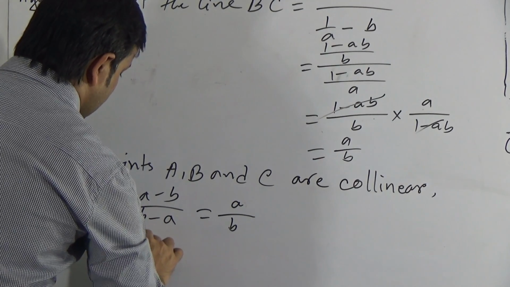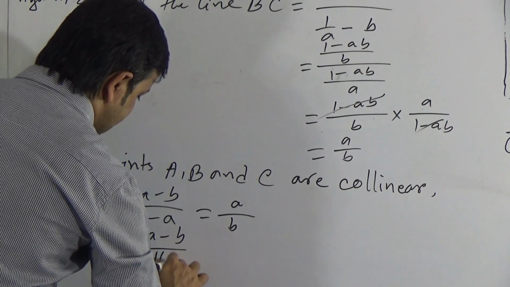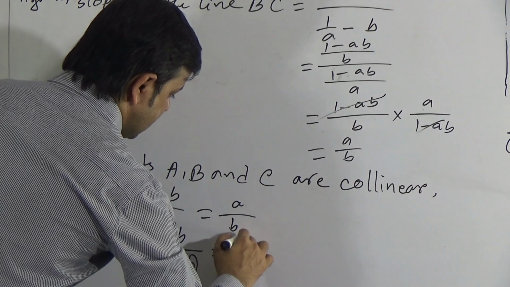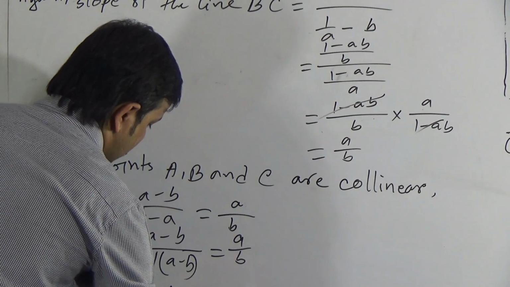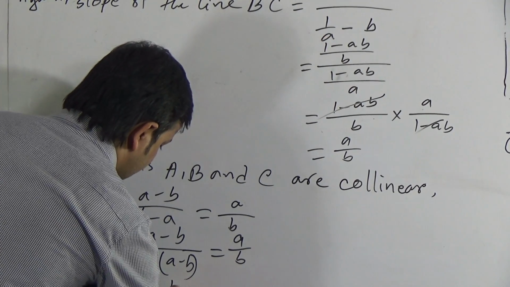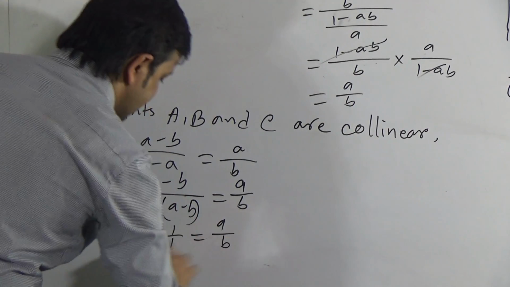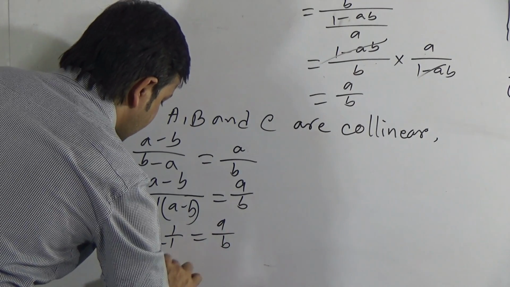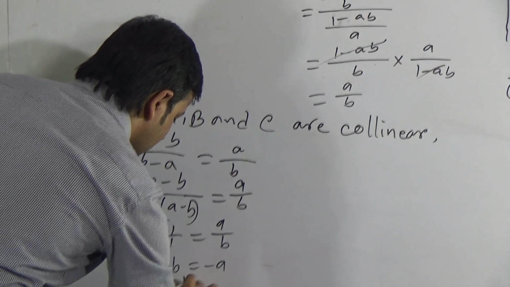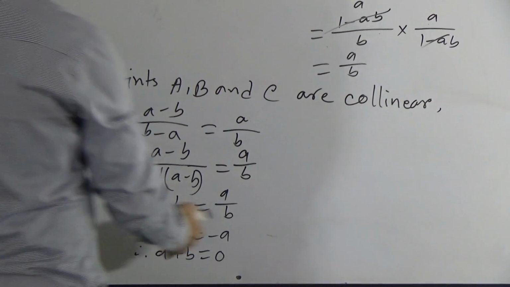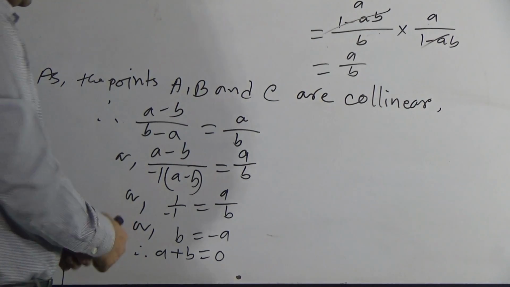If we take here A minus B, take minus 1 common, you will get A minus B. So this is A by B. So we can write here 1 by minus 1 is equal to A by B. We can cut A minus B and A minus B. So we can write B equal to minus A. Therefore A plus B equal to 0. If we take A to the left side, this will be positive and the right side will be 0. So what we need to prove is A plus B equal to 0.